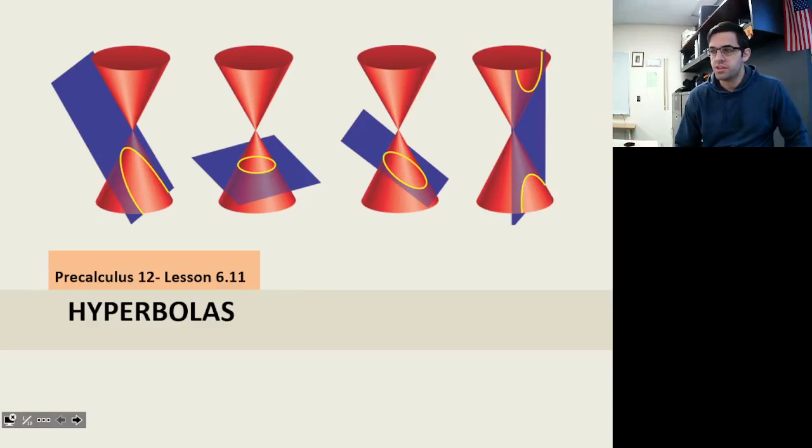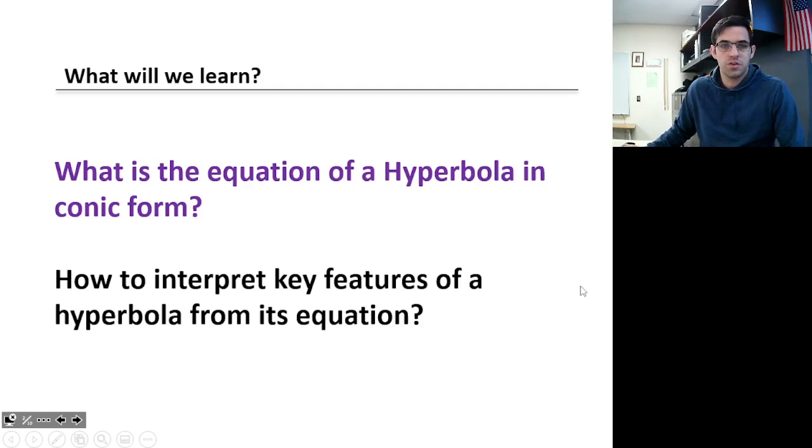So this is Unit 6, Lesson 11 of our Pre-Calc 12 class. The lesson is called Hyperbolas. And of course, Unit 6 is called Conics. So what we're going to learn about in this unit is the shape of a hyperbola and recognizing it from its equation. And we're going to start learning some of the key features of a hyperbola, but not all.